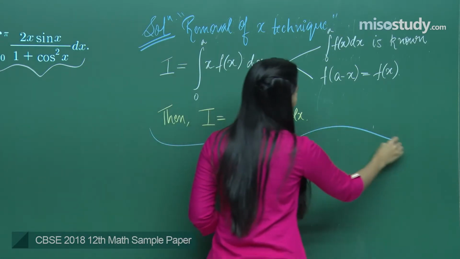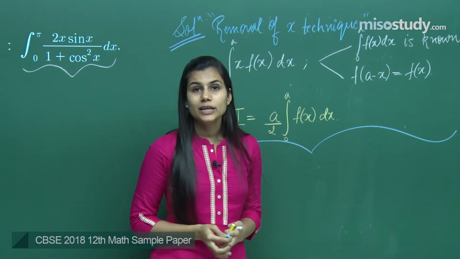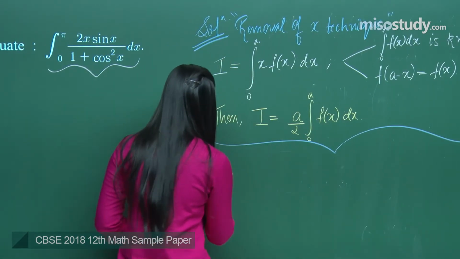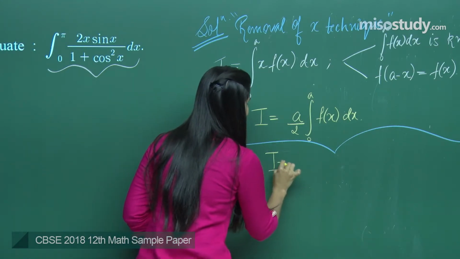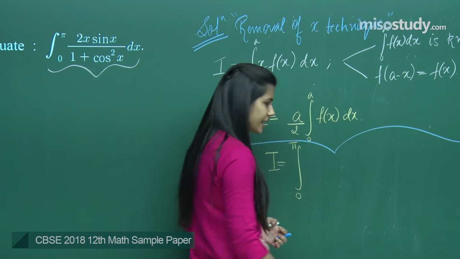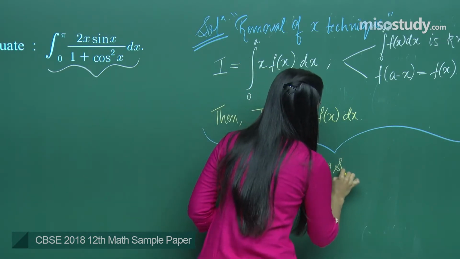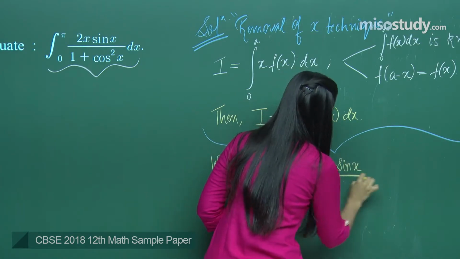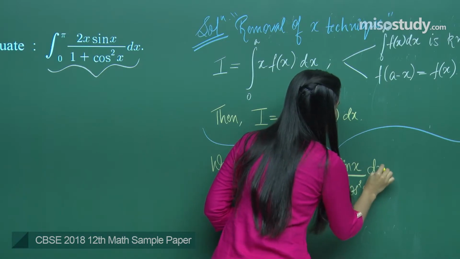Just an application of removal of x technique. Over here, let's see what our integrand is. We have I is equal to integration from 0 to pi. So your a is pi, x into 2 sin x upon 1 plus cos square x dx.